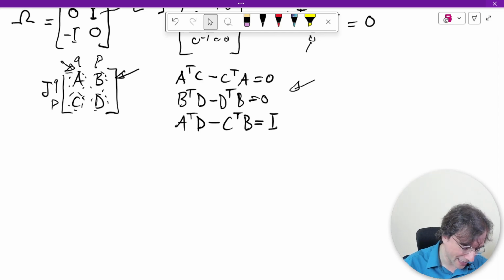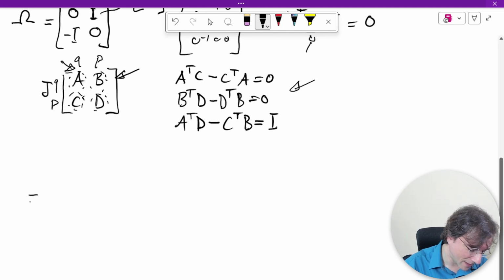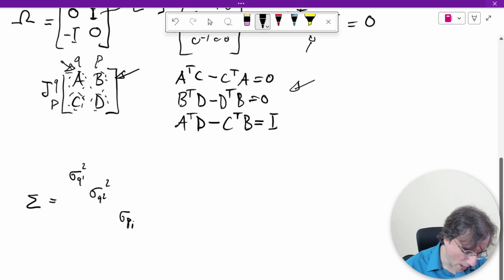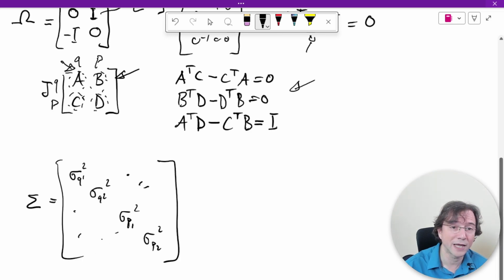And for doing that, if we look at the expression of my covariance matrix, I don't want to have something like sigma q1 squared, sigma q2 squared, sigma p1 squared, and sigma p2 squared, and all the different possible covariances. I don't want to look at that.